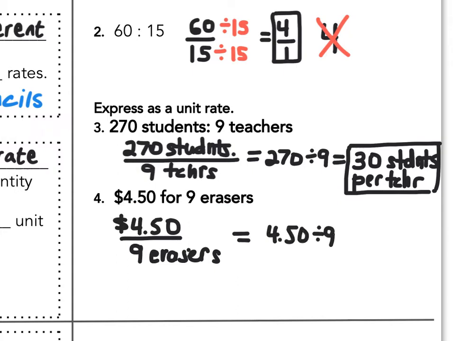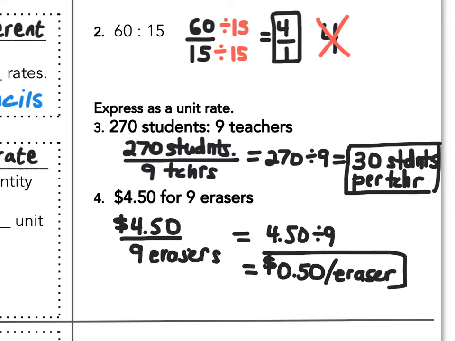And again, you could use a calculator, and here you're going to get 0.5 is what the calculator will say, but since it's money, you put another 0 after the 5, so it's 50 cents. And then you're going to write per eraser. So for this one, I'll put a little slash. And so this is the unit price or the unit rate.